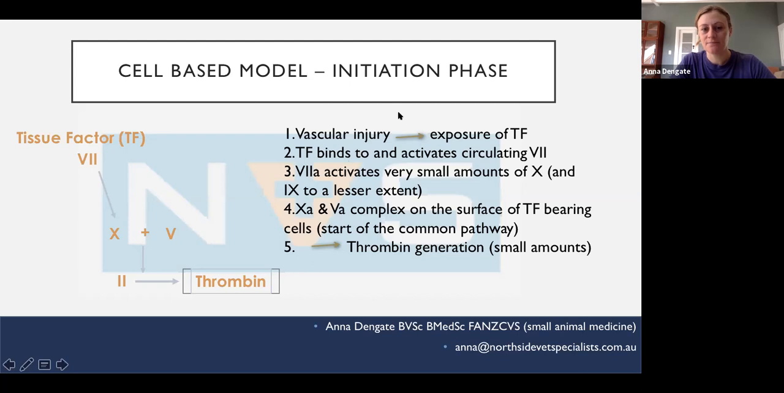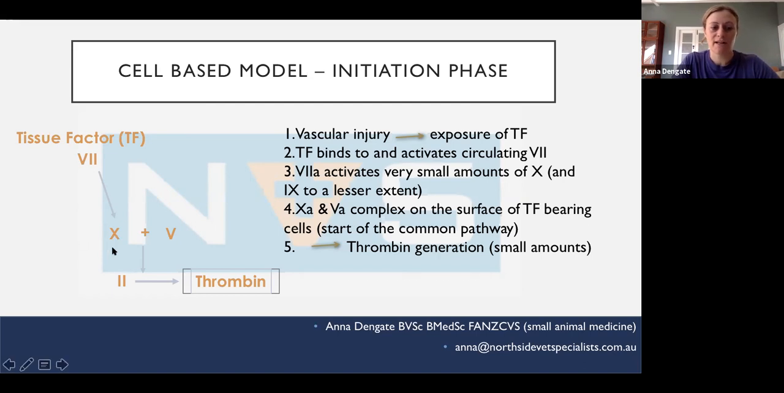Tissue factor is stuck at the site of the injury, right? It's in the actual cells that are injured. So circulating factor 7 goes past and sticks to the tissue factor. So that localizes that initiation of clotting at the site of the injury. That binding of 7 to tissue factor activates factor 7, which can then activate factor 10, which is moving past, and 9 to a lesser extent.